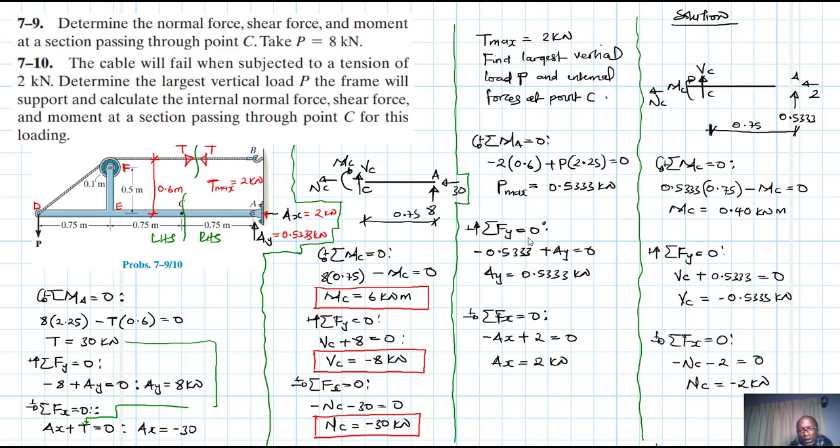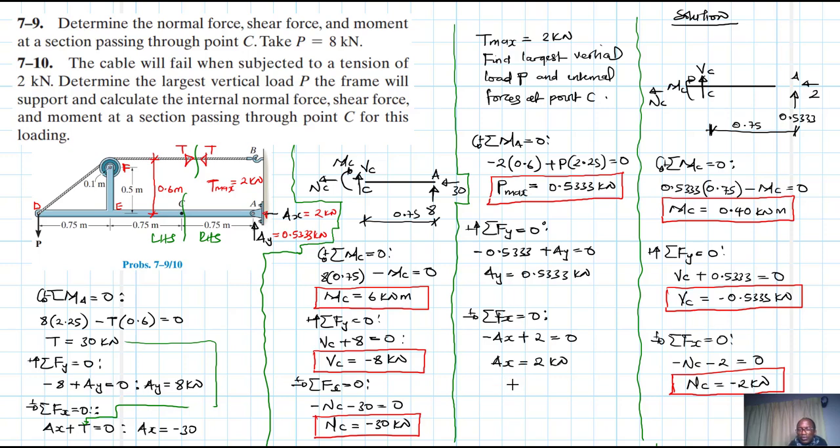Alright, so let's outline the final answers. We have the maximum value, or the largest Pmax, of 0.5333 kilonewtons. We have MC of 0.4, and we have VC of negative 0.533, and then finally we have our normal force of negative 2 kilonewtons.